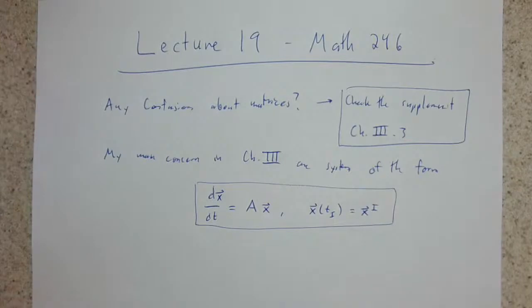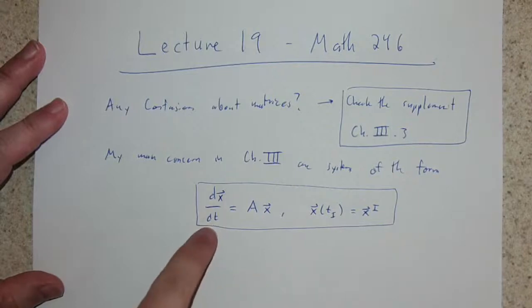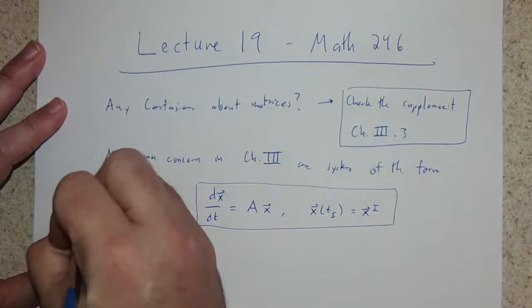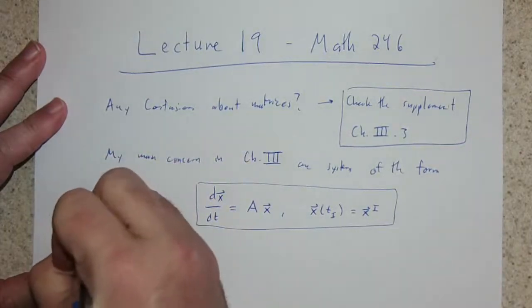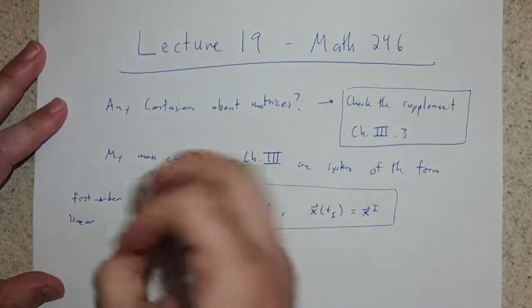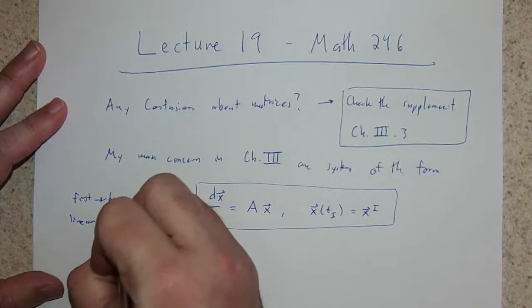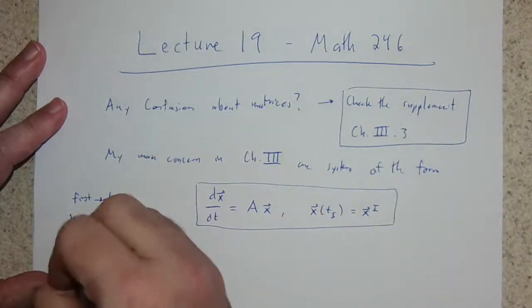Now, what kind of thing is this in terms of the terminology we adopted earlier? It's first order because the highest order derivative showing up is 1, just the first derivative. So this is a first order linear homogeneous system, because there's no f here.